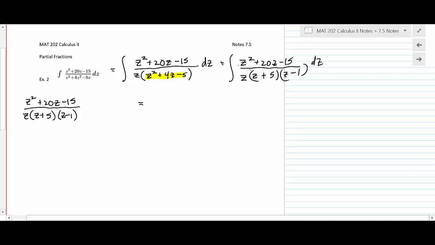Now what you're going to do is these are different factors. We call these simple linear factors. Why linear? Because they're linear, right? mx plus b. They've got a linear structure to it. So what we say is we say A over z, that's your first factor. Then you say plus B over z plus 5. And then you say plus C over z minus 1 like that.